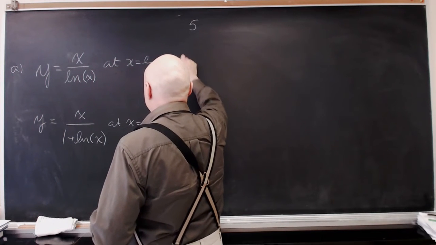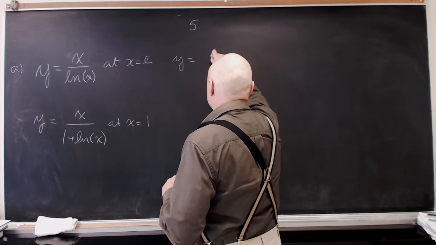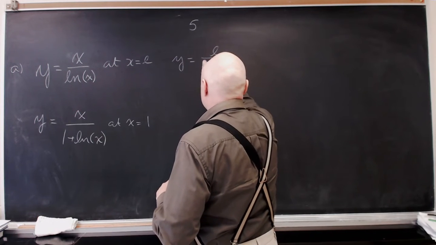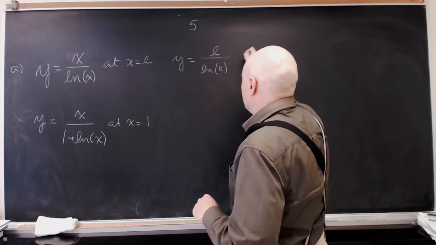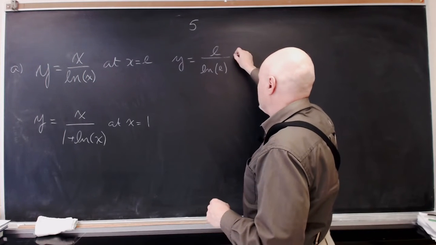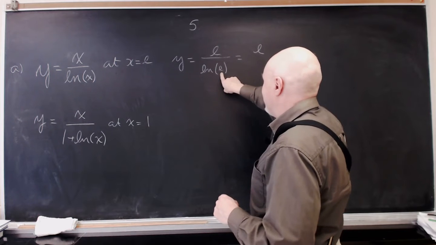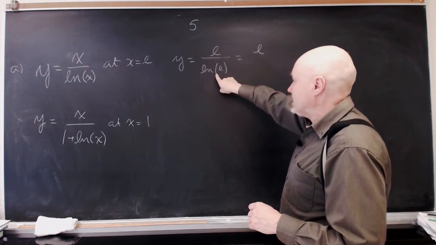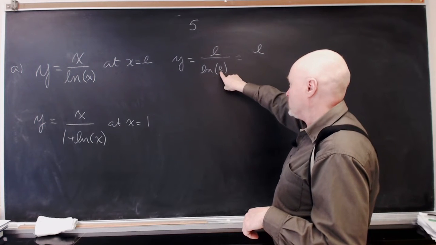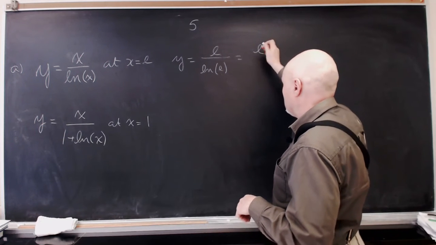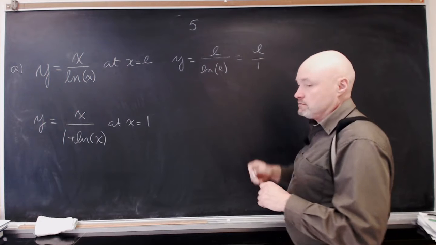So y is going to be the Euler number e over the natural log of e. The natural log of e is actually 1, because e to the exponent 1 is equal to e. So it's e over 1.